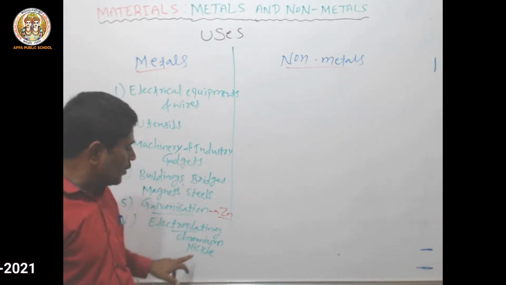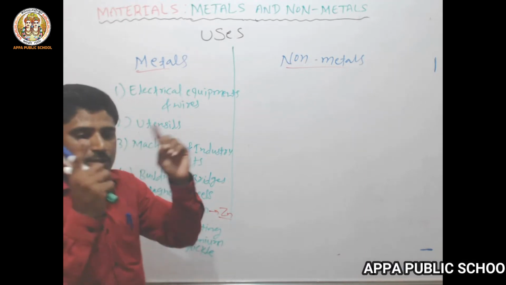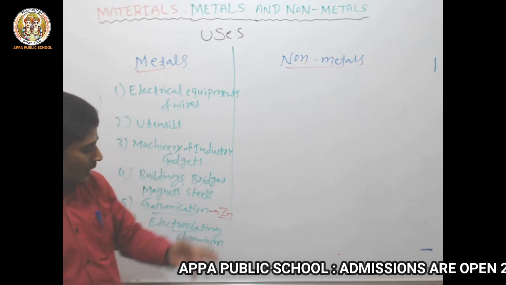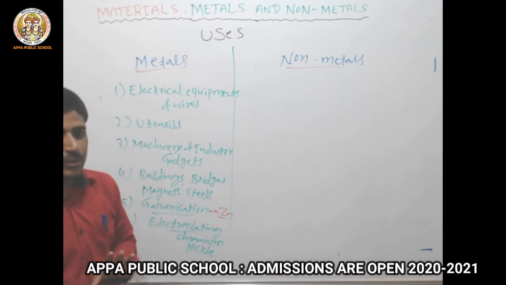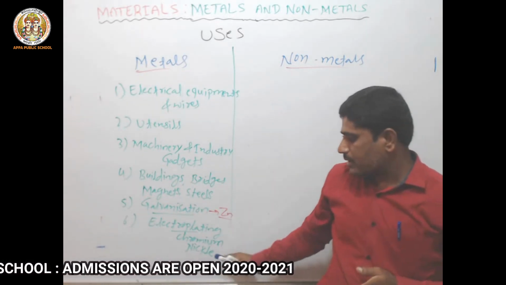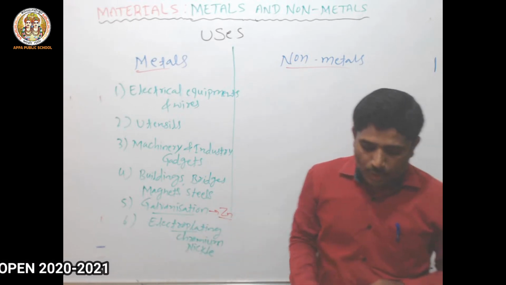We are going to use chromium, nickel, even we can use zinc also here. Zinc coating also, tin coating also, other kinds of coatings we can use here. The only thing is what? To avoid contact between oxygen and metal. That is why we are going to use metals for electroplating.